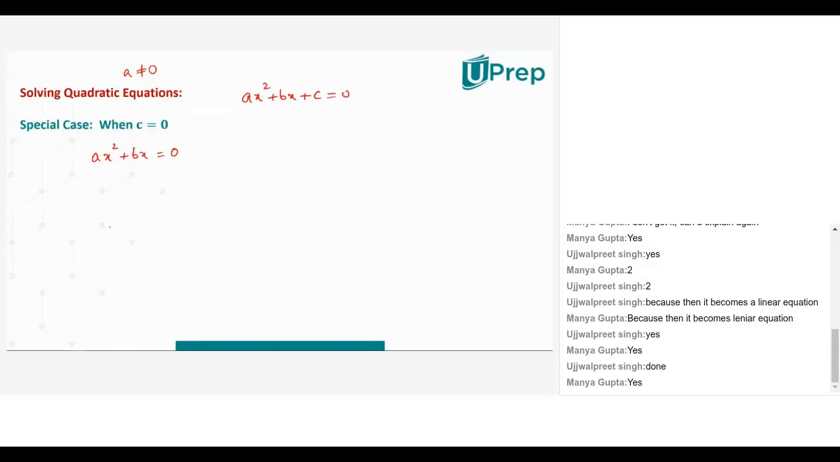What can I do to get the value of x in such a case? The equation appears like this. What can I do to get the solution of this equation? By taking out x as a common factor. Okay. What happens if I take out x as a common factor? It becomes x times ax plus b equal to 0.